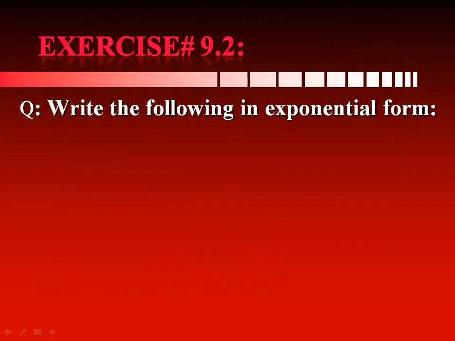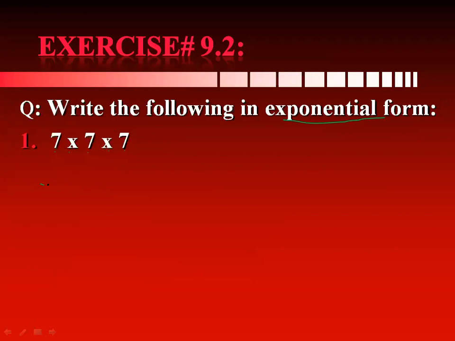In exercise number 9.2, the question you have here is: write the following in exponential form. In question number 1, you have 7 multiplied by 7 multiplied by 7. The thing you have to keep in mind is that if you want to convert anything into exponential form, the number should be multiplied and the number should be the same as well. So 7 multiplied by 7 multiplied by 7.